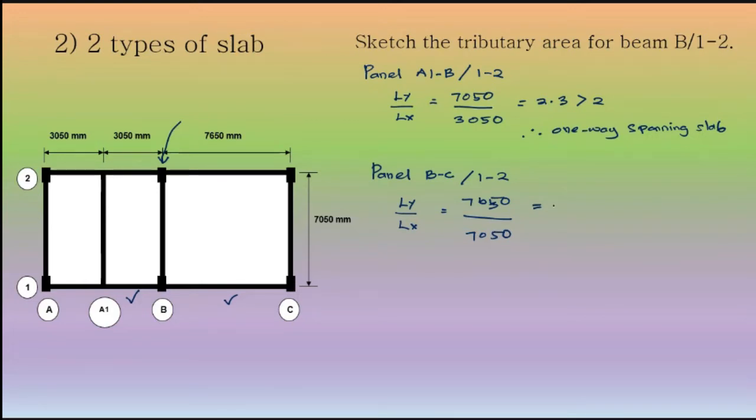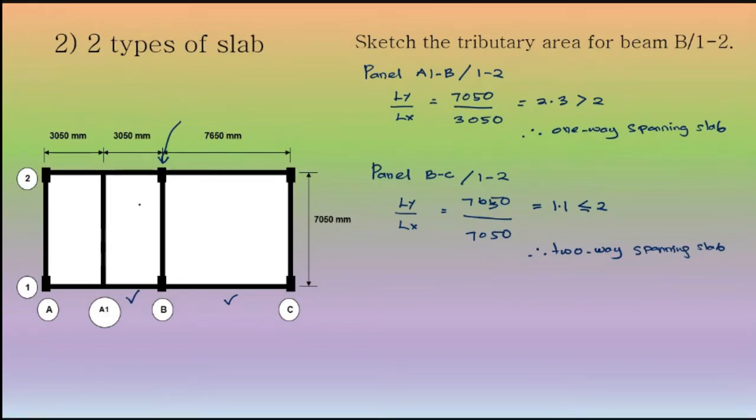1.1 is less than or equal to 2. So this one is two-way, right? Okay, two-way spanning slab. So bila kata sketch tributary area dalam soalan, bila you buat balik, you kena redraw lah. You kena redraw macam saya buat tadi tu. You kena redraw the figure.